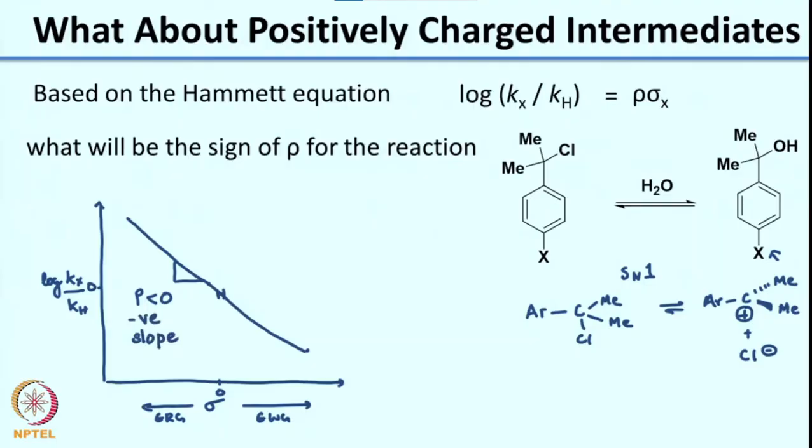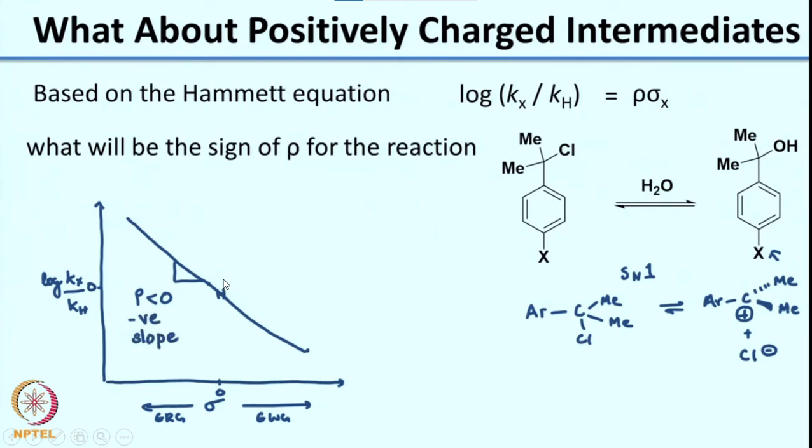So as we have already discussed the Hammett plot in the previous lecture, yesterday only, now we will think about the slopes which we get from the Hammett plot. So what about a positively charged intermediate? Based on the Hammett equation, log kX by kH equals rho sigma X. So what will be the sign of rho here?